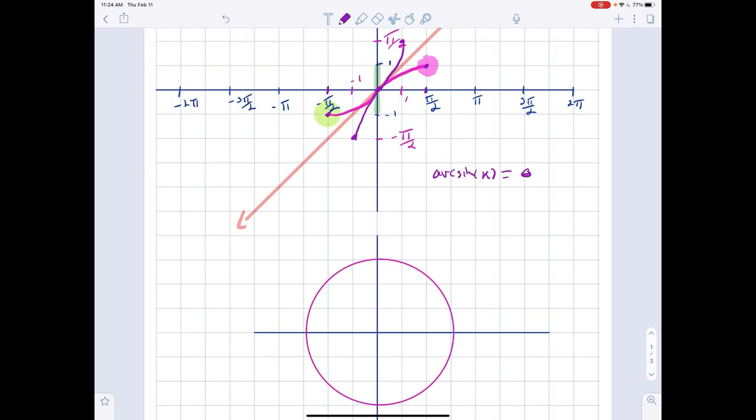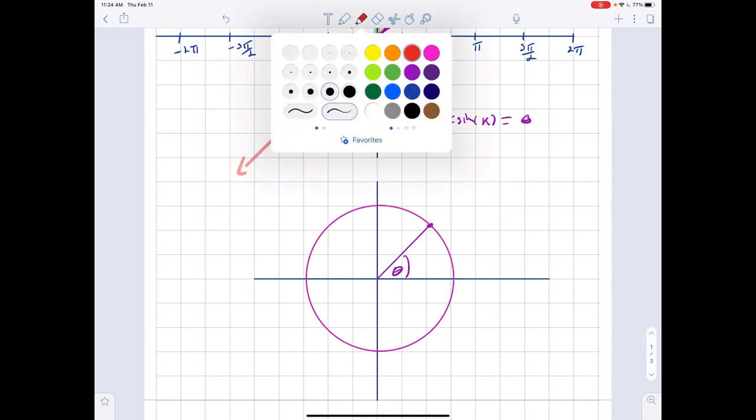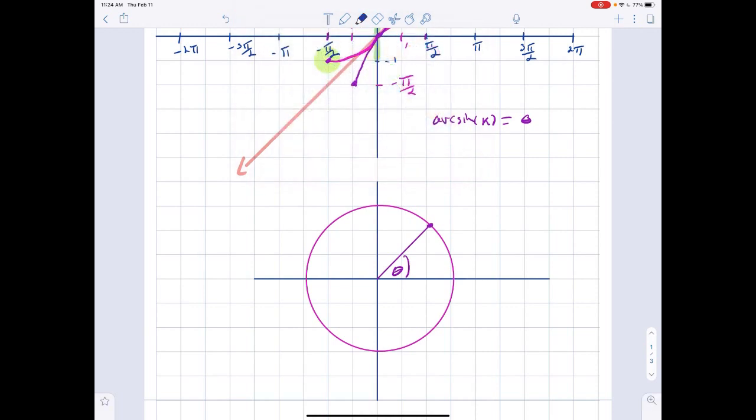So say I have arcsine of k is equal to theta, and they say, okay, this is my theta here. This is what comes out of the arcsine function. Well, I know that the range of the arcsine function is negative pi over 2 to pi over 2. On the unit circle, that is this. That is the first quadrant and the fourth quadrant. So if I get this theta coming out of the arcsine function, well, this has coordinates cosine of theta, sine of theta. Now, of course, this isn't the only solution.